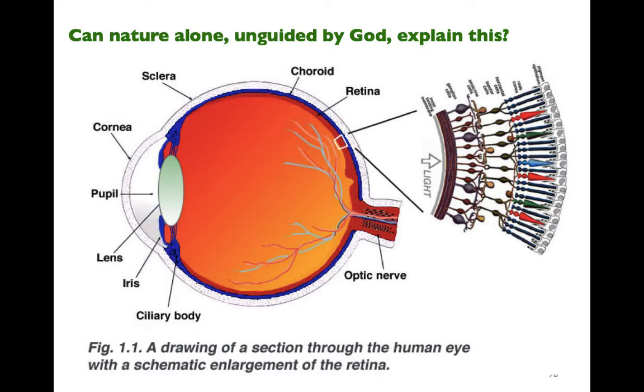This is what they're trying to explain: the human eye. Can nature alone, unguided by God, explain this? ID theory says no. Non-ID theories, non-theistic theories, contemporary evolutionary theory says yes.